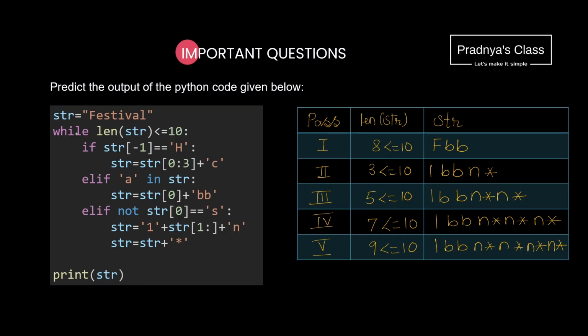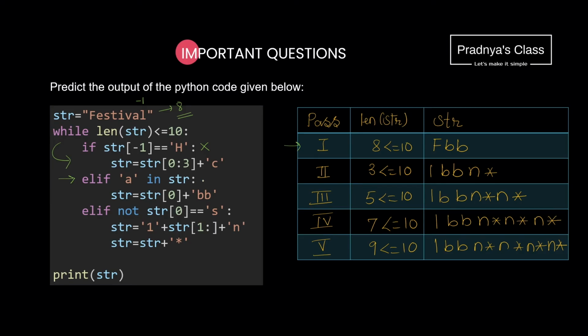Here is the string and based on the length of the string, this loop is getting executed. Alright, look at the pass 1. The length of the string is 8 in the beginning. 8 is less than 10. That's why we will come inside the loop. What is the first condition? str of -1 is equals to h. Look at the last letter. It is not equals to h. It means we will check the next condition.